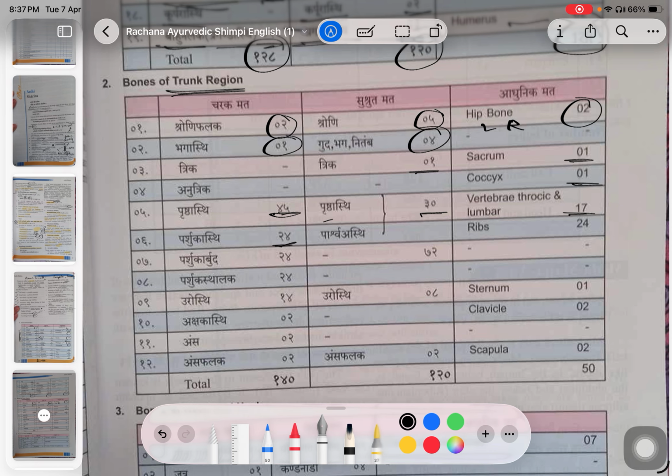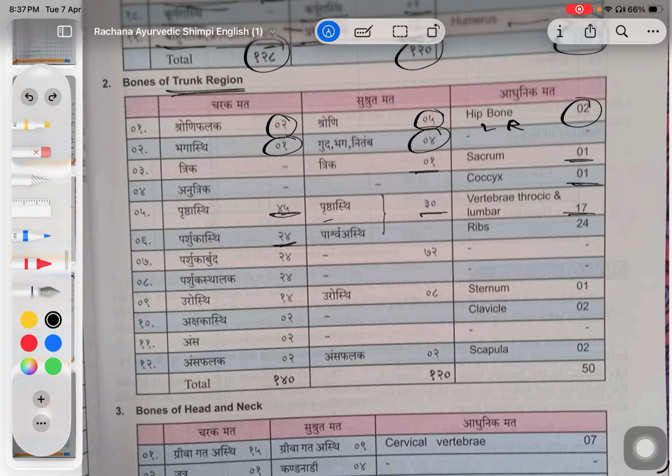Parshukasthi 24. They have considered it together, Prishtha and Parshvasthi. Then ribs we have 24. Parshukarbud 24, 72 and not considered. Parshuk Sthalak 24. That's why they have more number. They have considered a single bone as having 2 or 3 parts, so they are considered separately. Uruasthi 24, Uruasthi 8, sternum 1.